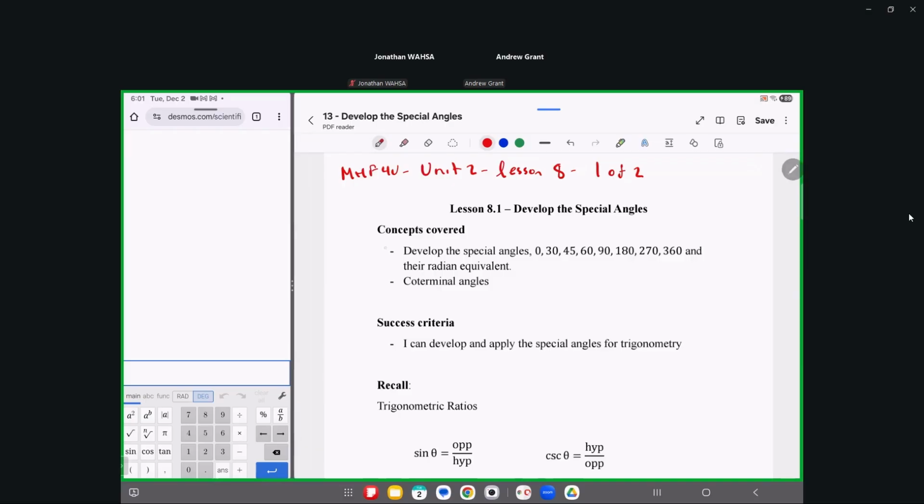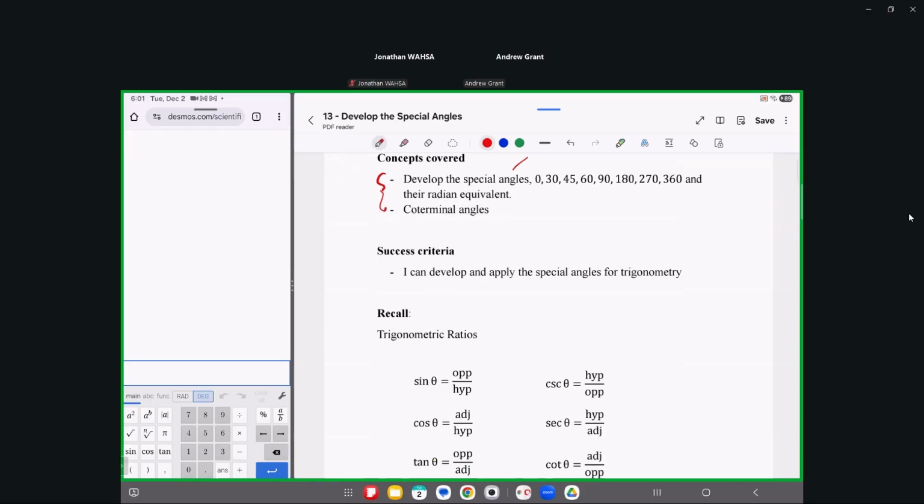And so consequently, the topics we'll be covering will be the special angles 0, 30, 45, 60, 90, 180, 270, 360, and their radian equivalents, as well as coterminal angles. In the next lesson, we'll study function values at these values. So essentially, we'll be taking these special angles and reflecting them in other quadrants and applying the CAST rule. And in general, we only have one success criterion for today, which is you'll be able to develop and apply the special angles for trigonometry.